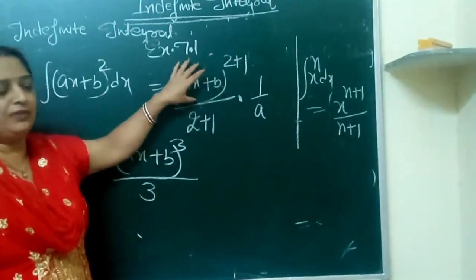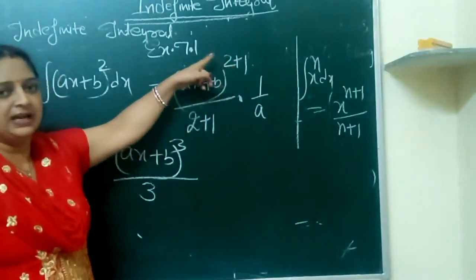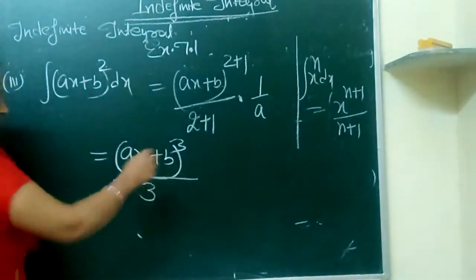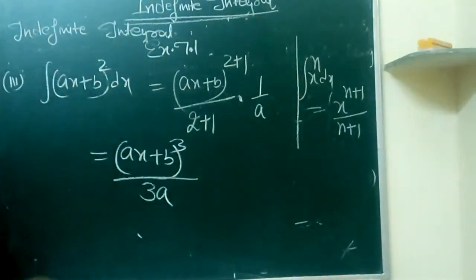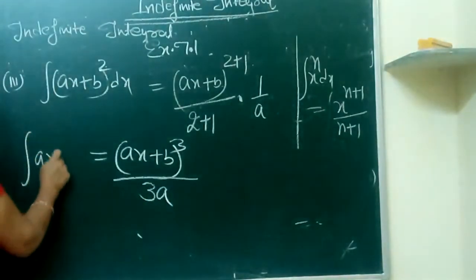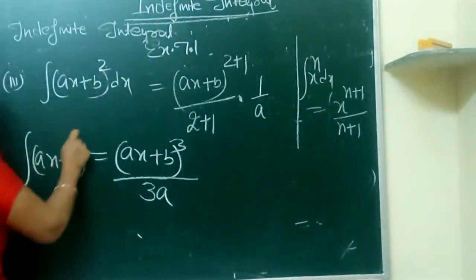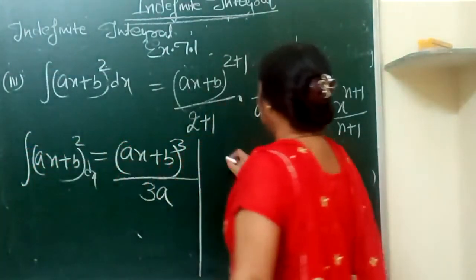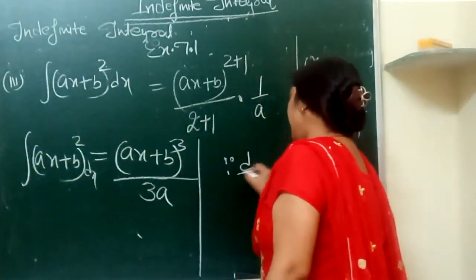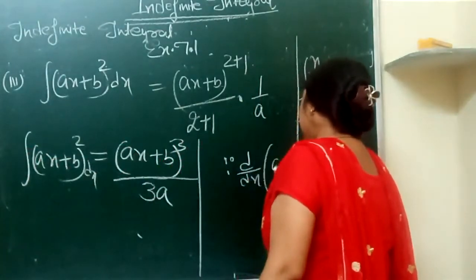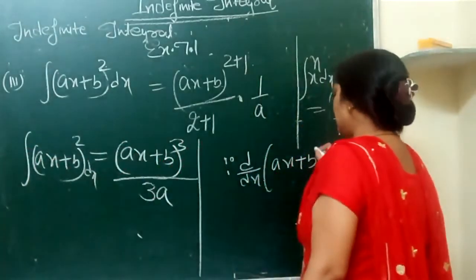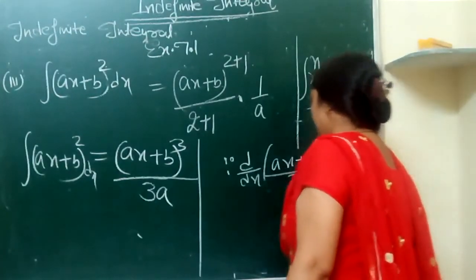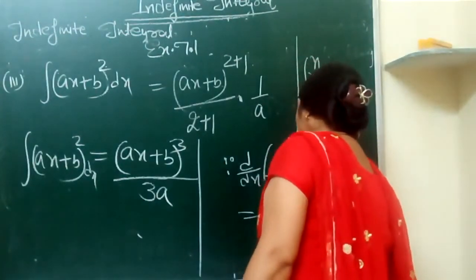First time we are solving, that's why I am writing in this way. Otherwise you can directly write this step into 3a. So this is the integration of (ax + b)² dx. Now let us check its inspection, because the derivative of (ax + b)³ upon 3a. Now 3a is constant, take outside.